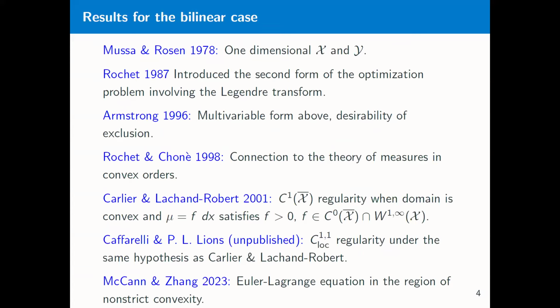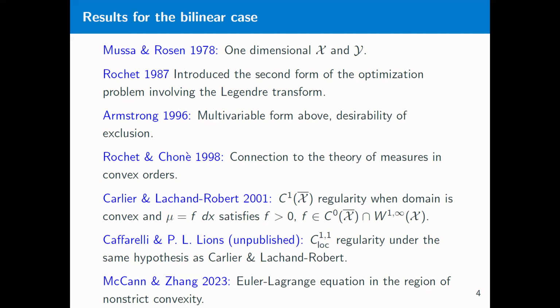So this problem has seen a bit of interest, first from economists and more recently from mathematicians. A brief history is up there. Mussa and Rosen were some of the first to consider the mathematical aspects of this problem, and they focused on the one-dimensional problem. Rochet, in 1987, did the same transformation we have to this one involving the Legendre transform. Armstrong, another economist who considered this problem in its early days, proved a very interesting result that I'm going to talk about a bit, called the desirability of exclusion.